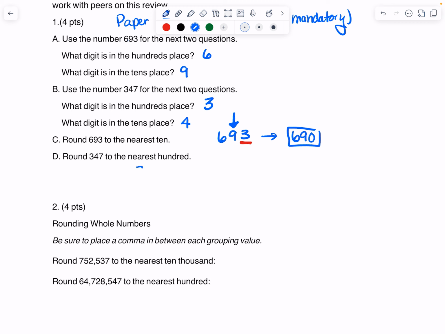And finally, for part D, it says round 347 to the nearest hundreds. So again, I'm going to write out 347. We're looking at the hundreds place, which the 3 is in the hundreds place here. So I'm going to look at the value behind it. Again, that value is less than 5, so I'm going to replace the rest of the place values with 0. So I keep the 3, and then I put in some zeros. So the answer is going to be 300. Okay, so that was number 1.